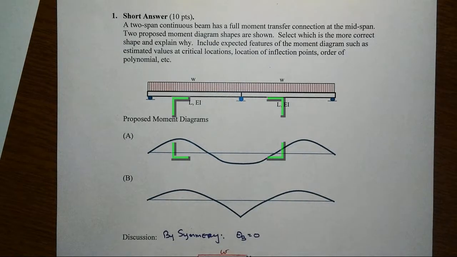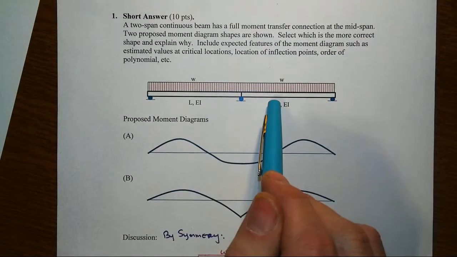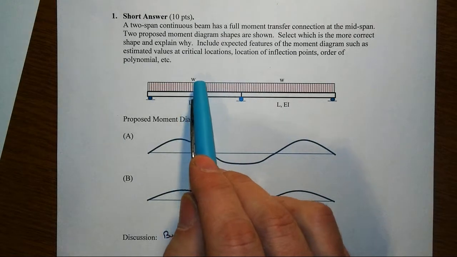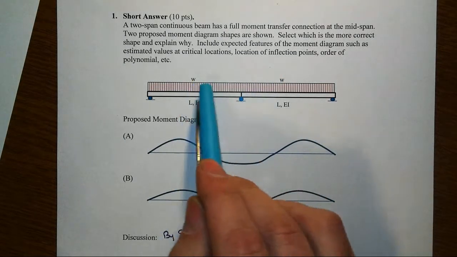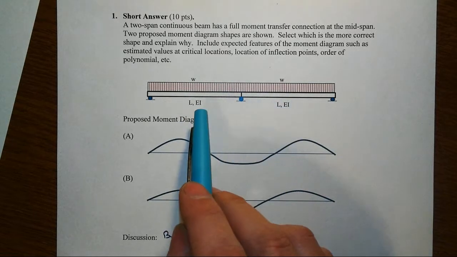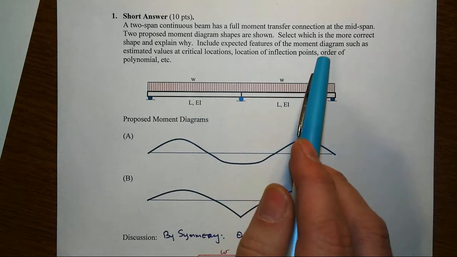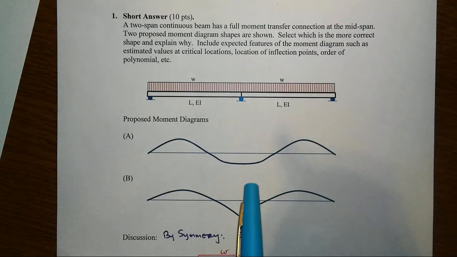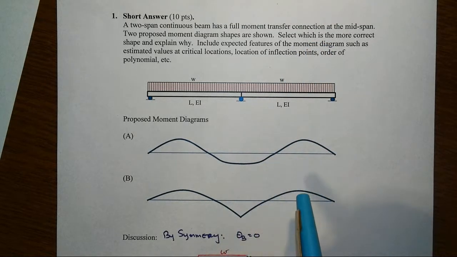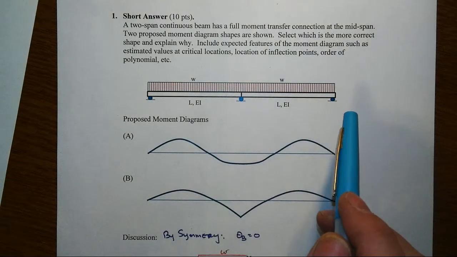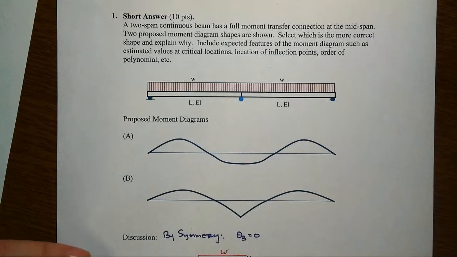Okay, in this first item we've got a two-span continuous beam. That means we have a full moment transfer. We've got a uniformly distributed load of the same magnitude on both spans, same span lengths, same EI, bending rigidity in each. We're asked to select which is the more correct of two proposed moment diagram shapes, explain why, and include any expected features of the moment diagram, such as estimated values at critical locations and inflection points, that sort of thing.